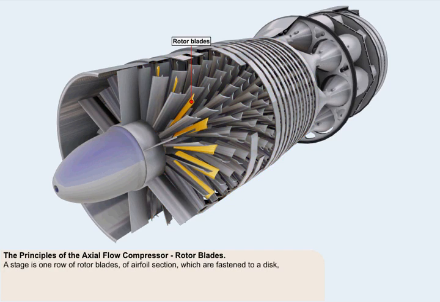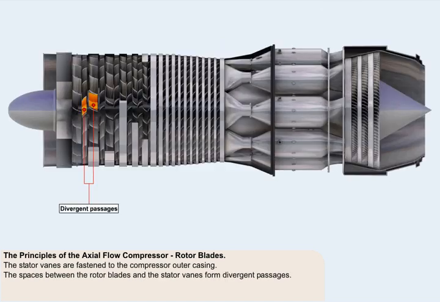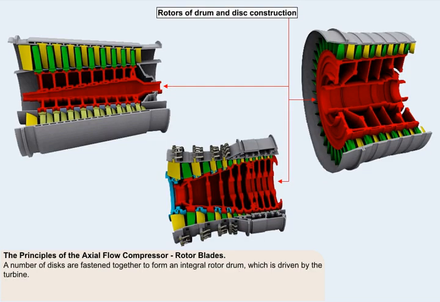A stage embodies one row of rotor blades of airfoil section which are fastened to a disc, followed by one row of stator vanes also of airfoil section. The stator vanes are fastened to the compressor outer casing. The spaces between the rotor blades and the stator vanes form divergent passages. A number of discs, the number equates to the number of stages, are fastened together to form an integral rotor drum, which is driven by a turbine.